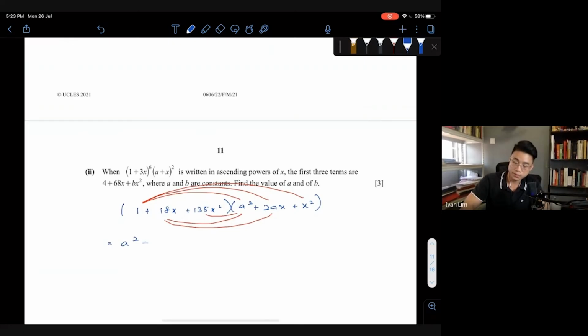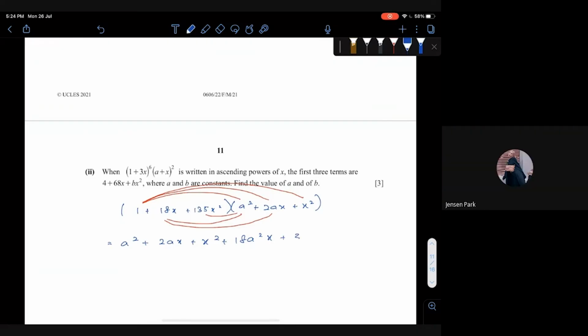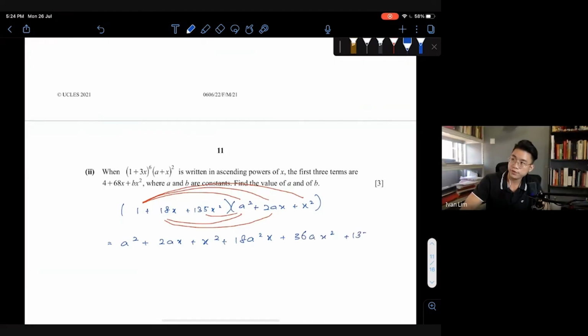a squared plus 2ax plus x squared, plus 18a squared x, plus 36ax squared, plus 135a squared x squared. That's all. Okay, don't need to go and expand all the others. Then we see here the terms that don't have x will be this.